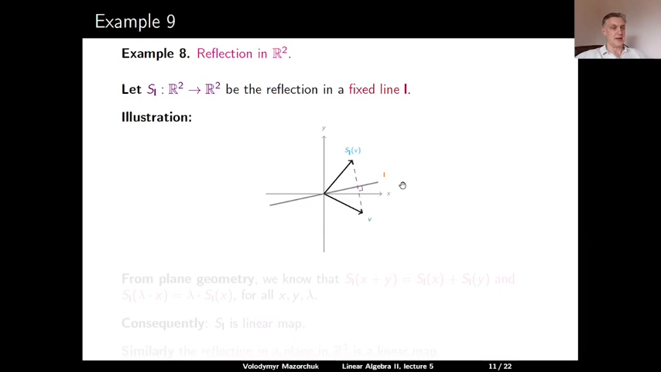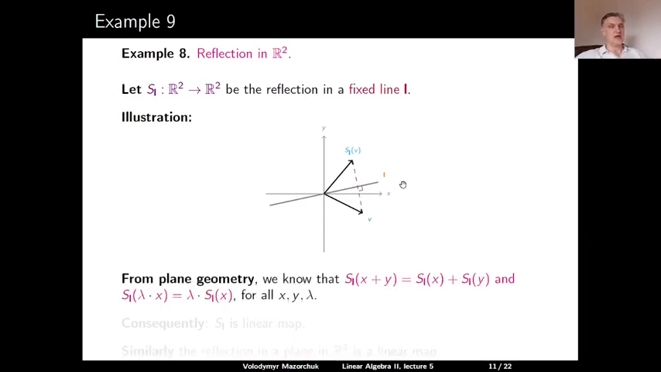And again, from the plane geometry, we know that reflecting the sum of two vectors, we will get the sum of their reflections, and reflecting lambda x, we will get lambda times the reflection of x, which means that this is a linear map. And similarly, the reflection in some plane in R3 is also a linear map.